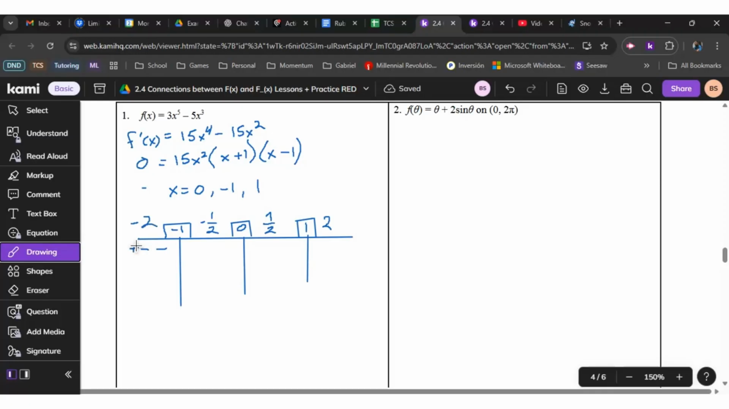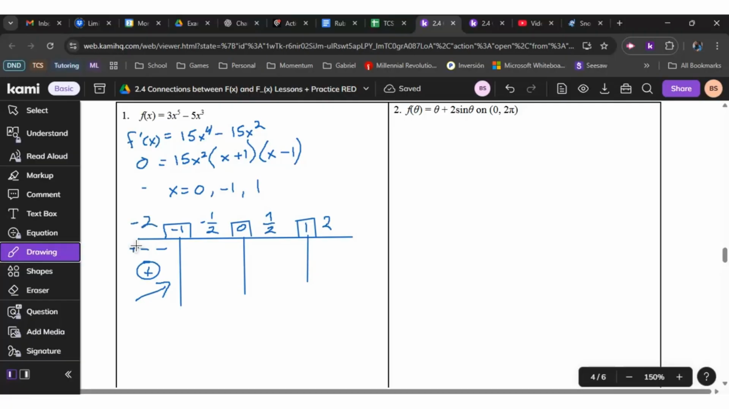Because I'm multiplying all these, that's why we do it in the factored form. Forget plugging it into your calculator. That's a whole lot of extra work. If you have it in factored form, it's positive times negative, negative times negative, positive. We just check the end behavior. So all in all, it's positive.